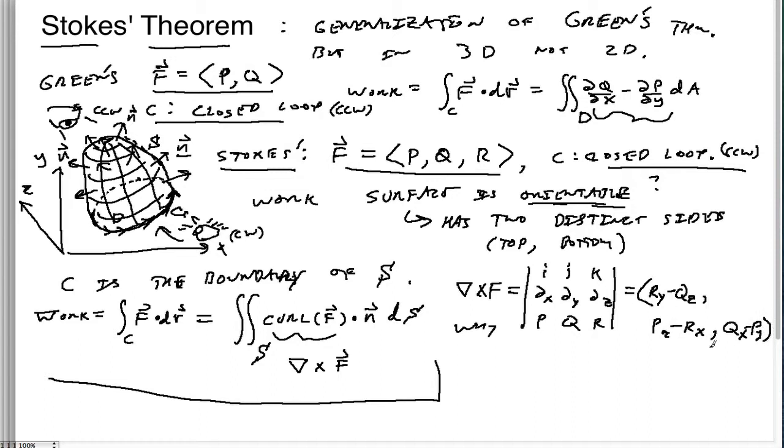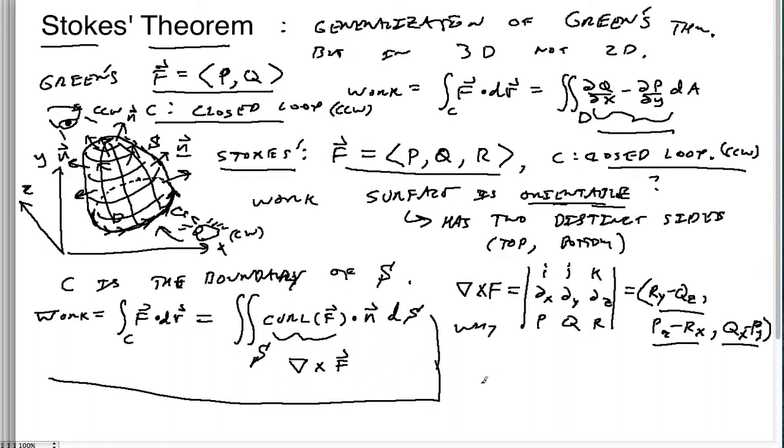Those are the 3 components of our curl, and you notice that the last component, Q_x minus P_y, is precisely what we observe in Green's theorem. And so we see that there's definitely a pedigree here, that this really is a generalization. We've just had to add more dimensions to our integral on the right-hand side. We're still integrating over a 2-dimensional object, but now that 2-dimensional object is a surface embedded in 3 dimensions.